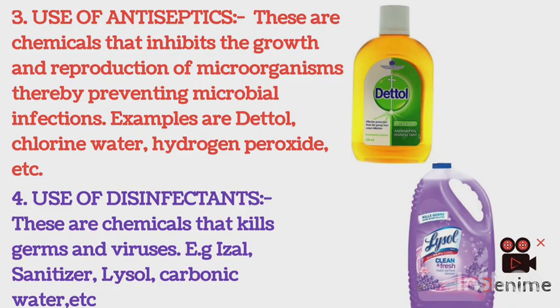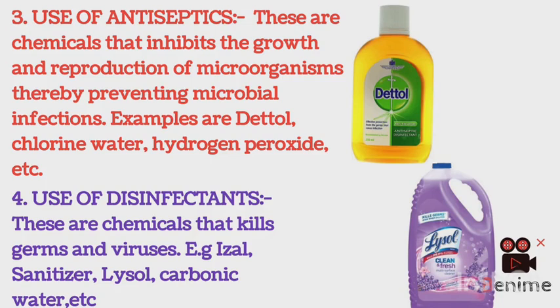Number 4, we have disinfectants. These are chemicals that kill germs and viruses permanently. Examples are Azax, sanitizer, Lysol, carbolic water, and so on. The difference between these two is that antiseptics control the growth of microorganisms, while disinfectants kill them completely. If you remember, when there was coronavirus, we were using hand sanitizer. That's an example of a disinfectant. It kills the microorganisms completely.